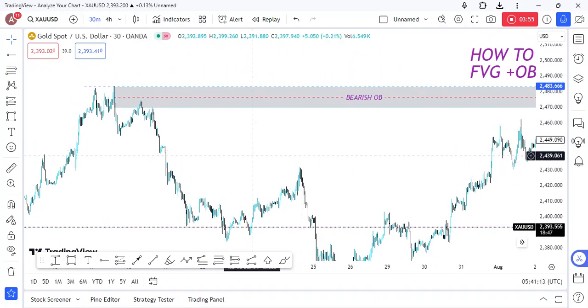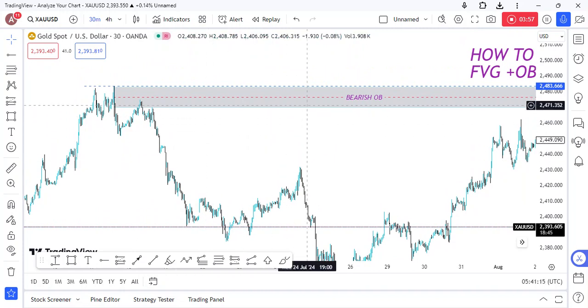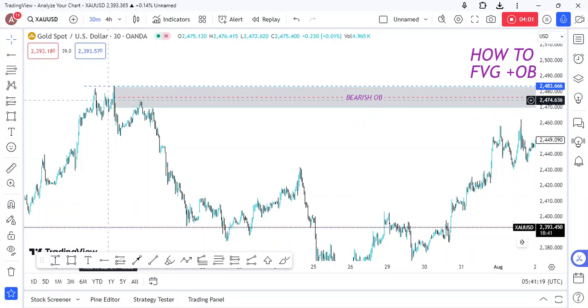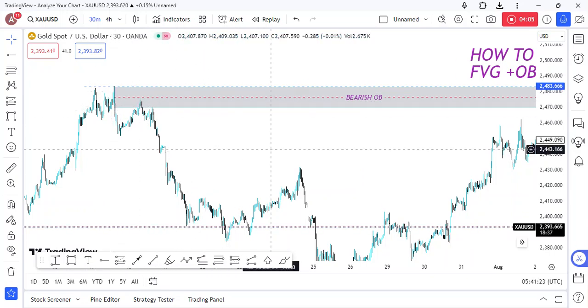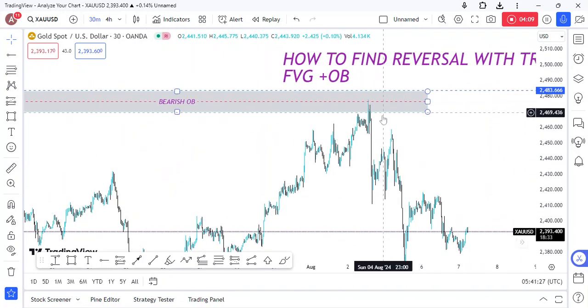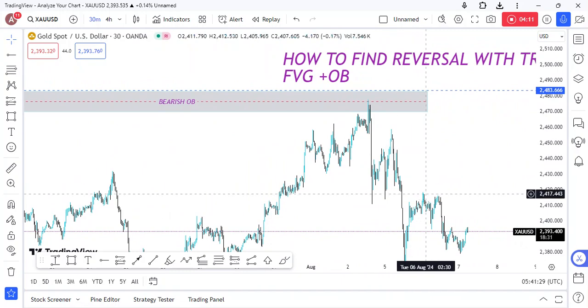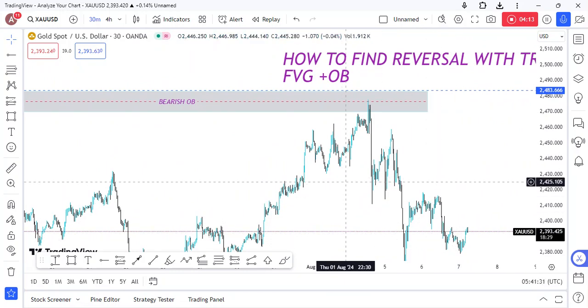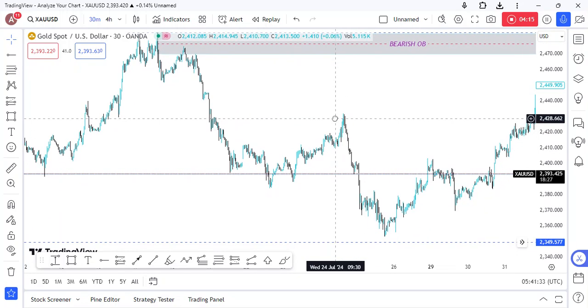What I'm saying is that when price comes here, I'll sell again, because I believe big institutions will place their orders here since price sold from here heavily. When price comes there again, it will sell again. And that is why, when price came here, it shot down, down, down.